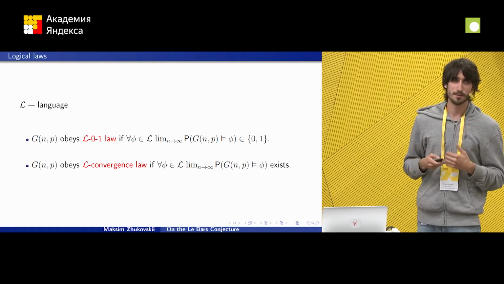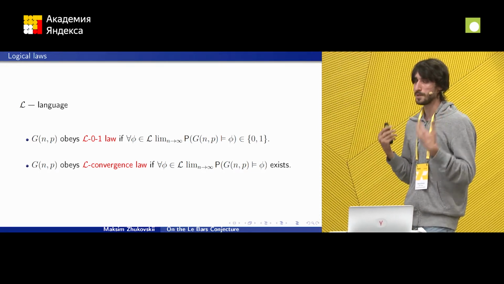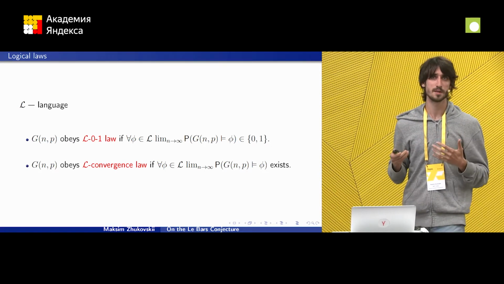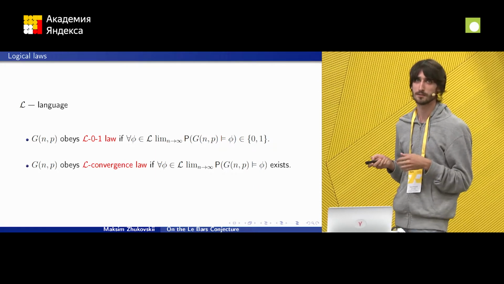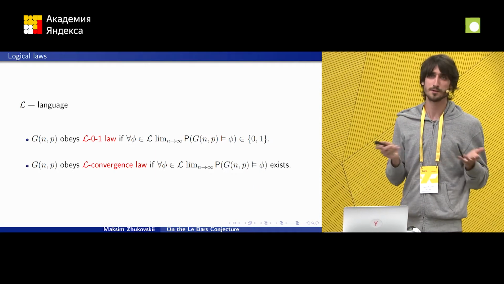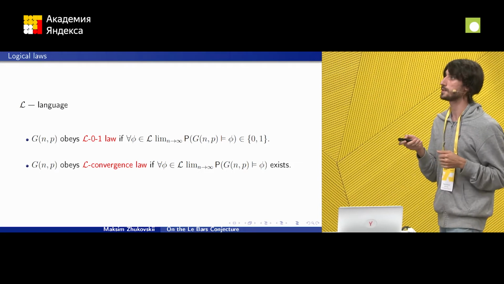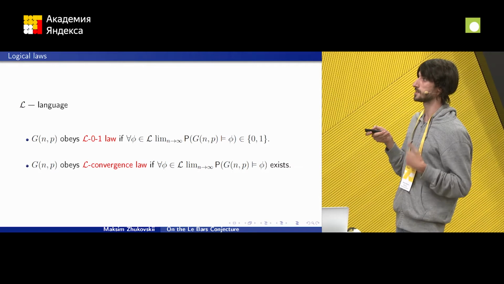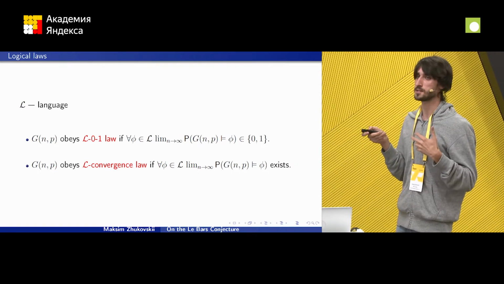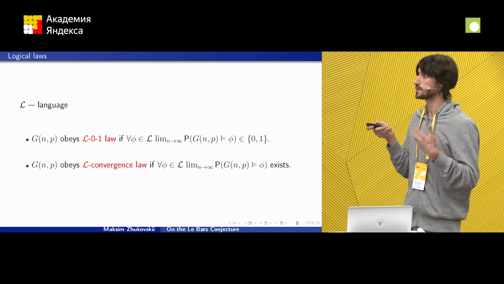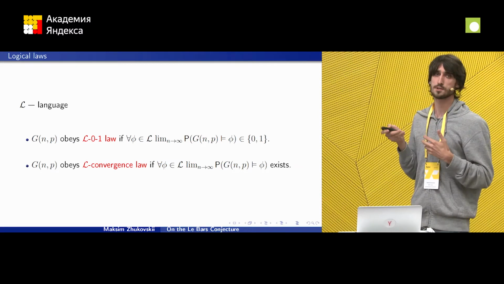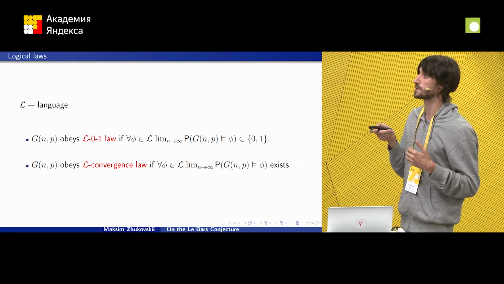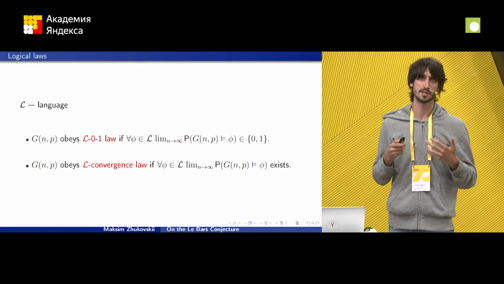My talk is devoted to the probabilities of properties of random graphs, and the properties which can be expressed in first order or second order language. Let L be some language, first order or second order. Then I will say that the random graph obeys the 0-1 law for this set of sentences if for every sentence, the probability that it is true for the random graph converges to 0 or to 1. And I will say that the random graph obeys the convergence law if all such probabilities converge.